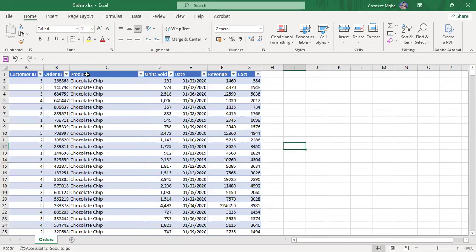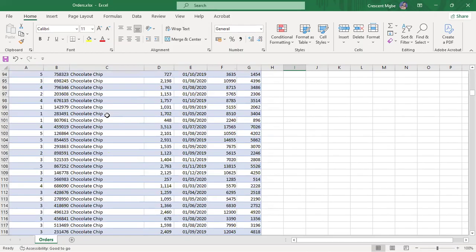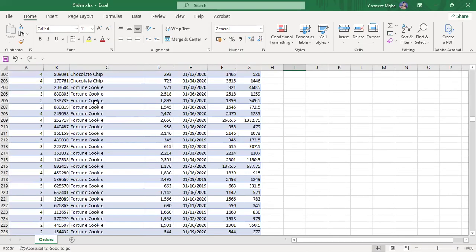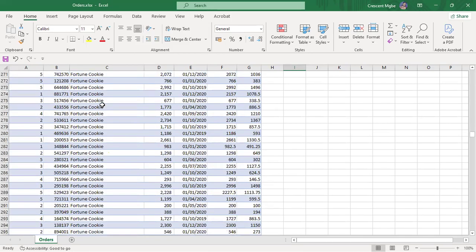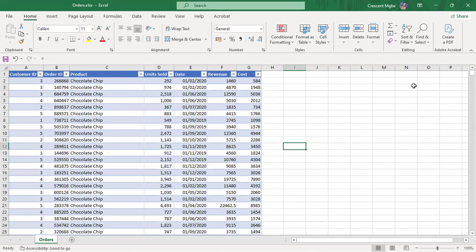If you check the product that they were buying: chocolate chips, repeated. Now they started buying fortune cookie, fortune cookie, fortune cookie. So if you keep checking, it is one out of those types of cookies they sell that they bought. Then the customer ID. We want to know who this customer is that loves chocolate chips so much that they kept buying on different days.